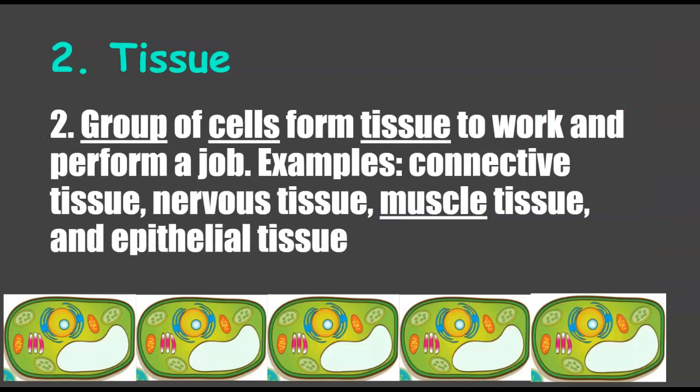The next step is you add a bunch of cells together. When you add a group of cells together, they form tissue that works to perform a certain job. For instance, if you get a bunch of muscle cells together, you'll get muscle tissue. Same with connective tissue, nervous tissue, epithelial tissue.